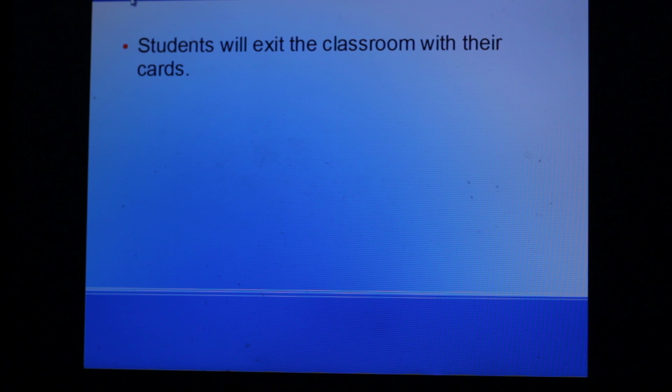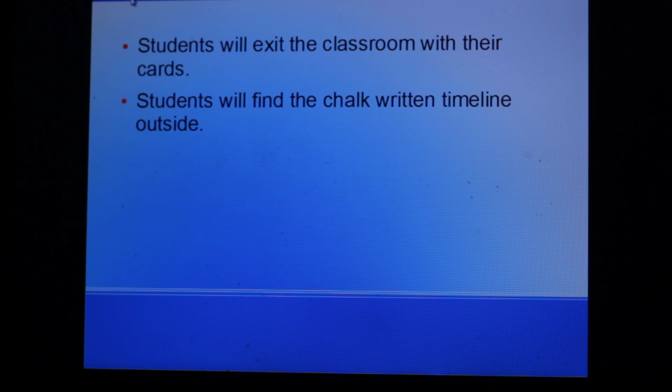Now, students will exit the classroom with their cards. You're going to have your cards done, front and back side. We're going to leave. Students will find the chalk written timeline outside. We're going to have a chalk timeline. I'll put it on the ground there. It'll say 0 to 2000 finally. And you're going to kind of be just, we'll look at it. We're going to figure out where you're going to stand.